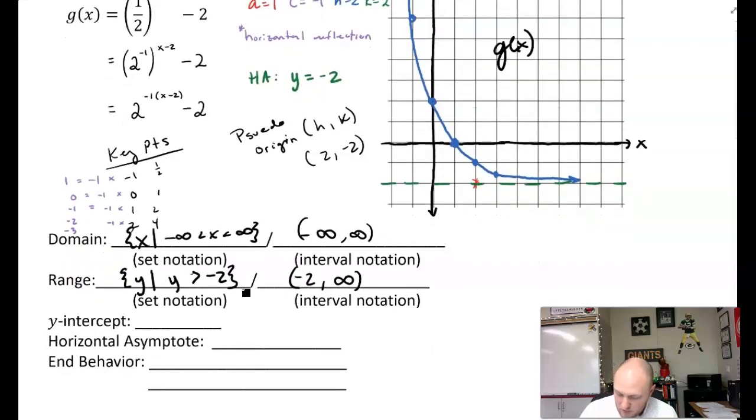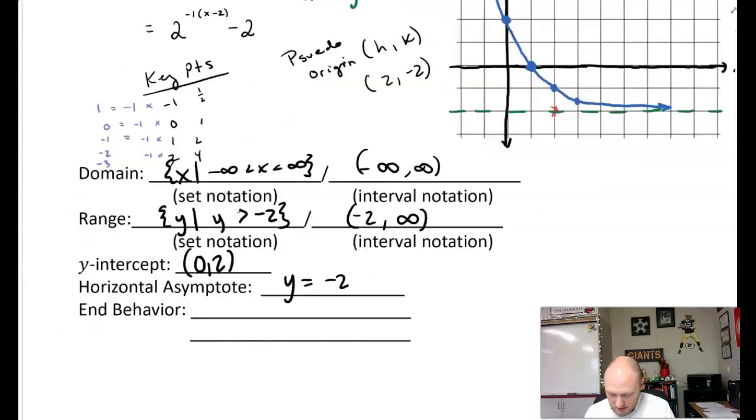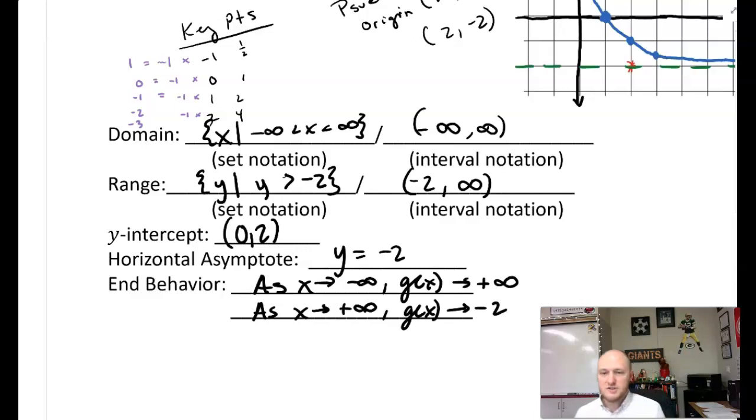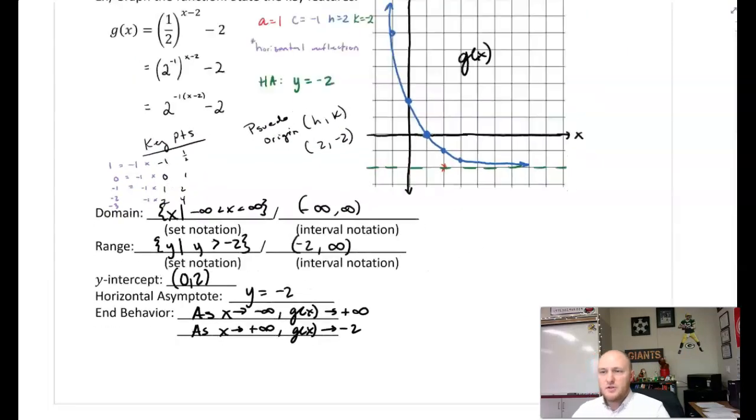Our y-intercept, this is one of our key points. We can see this here, 0, 2. And our horizontal asymptote is negative 2. End behavior. As x goes to negative infinity, our function g is approaching positive infinity. It's increasing rather largely on the left side. And then on the right-hand side, as x approaches positive infinity, our function is approaching the horizontal asymptote, which is negative 2. Okay, so there's our graph.